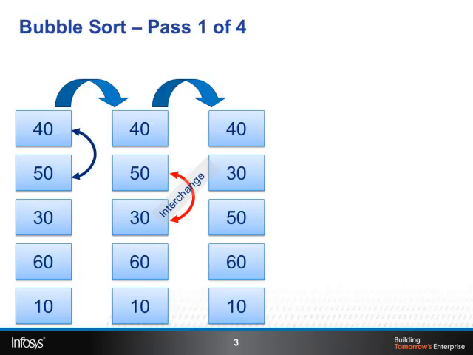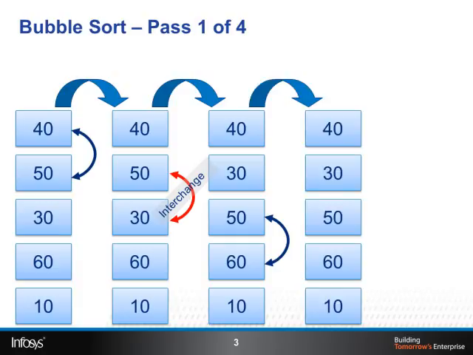Next, we start comparing the third element with the fourth element. Since the third element, that is 50, and the fourth element, that is 60, are already in the desired order, that is the ascending order, their positions can be retained as it is.